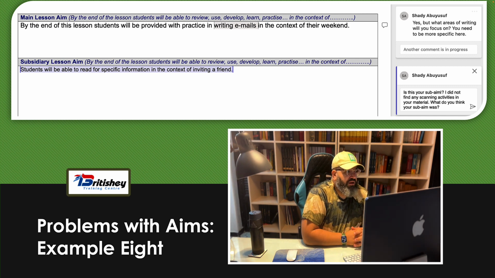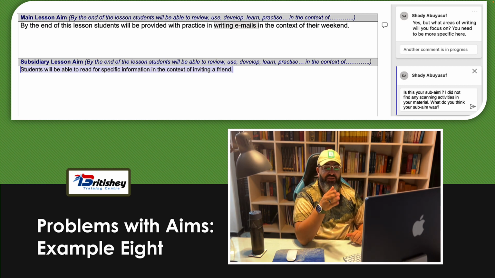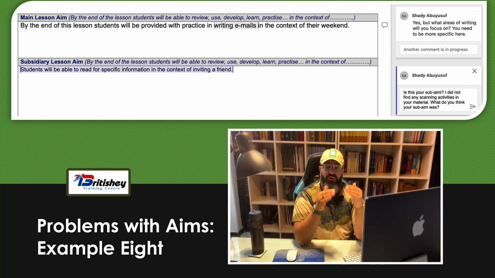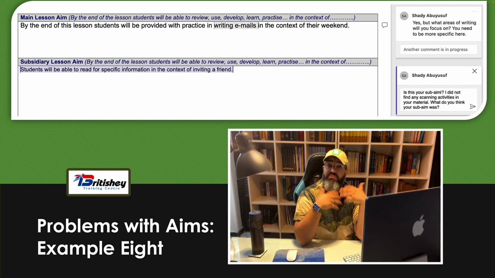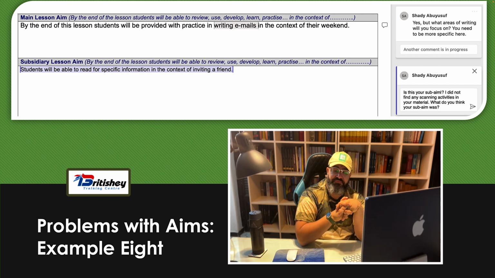Now, about the first one, I said, yes, but what areas of writing will you focus on? Very important. And I said, you need to be more specific here. Like what exactly? Writing emails, focusing on organization, focusing on layout, focusing on content, focusing on style. You need to say what you would focus on exactly in this writing lesson.